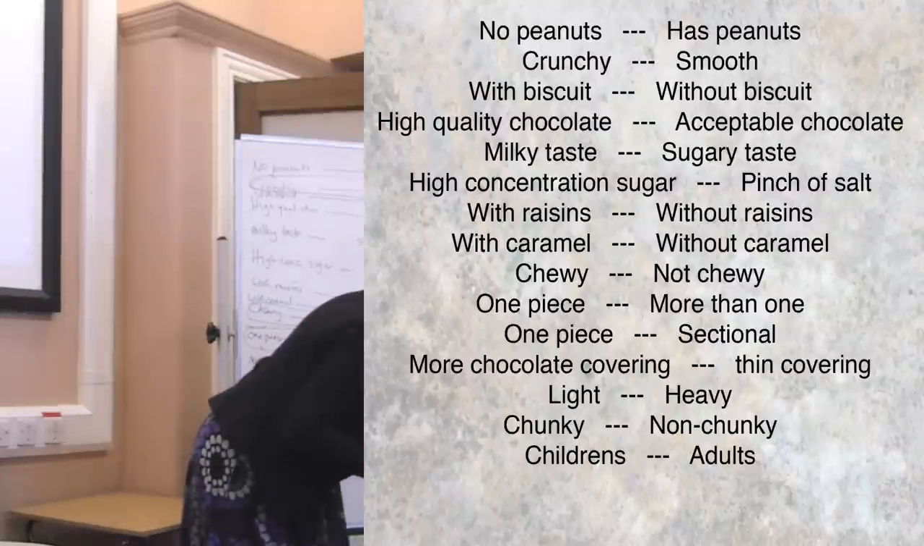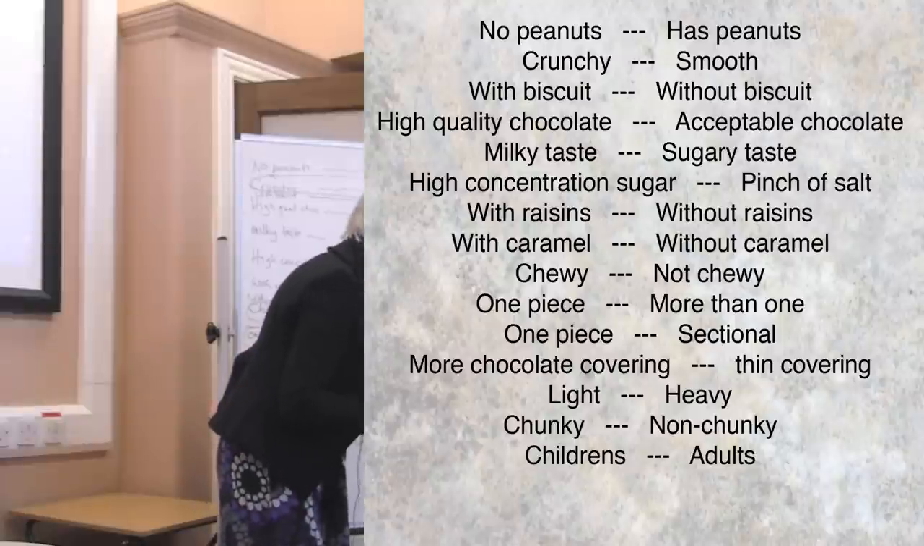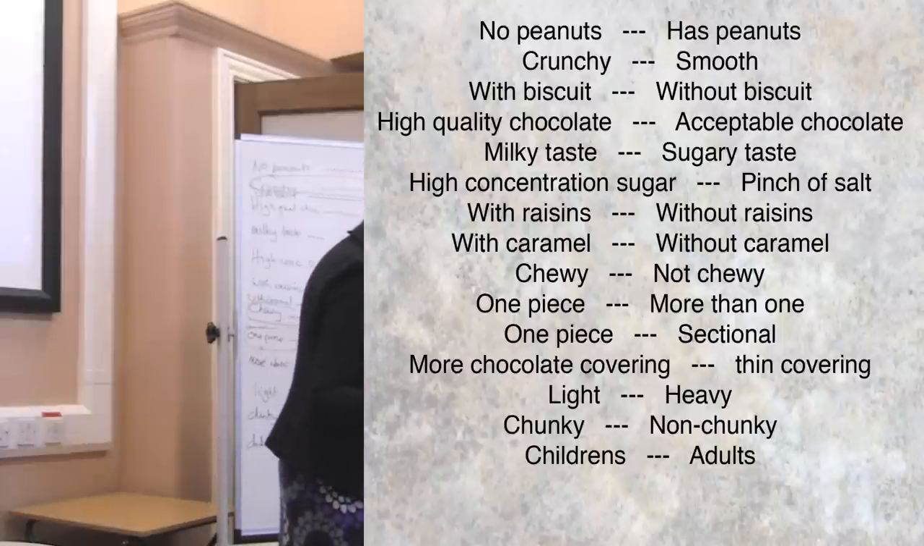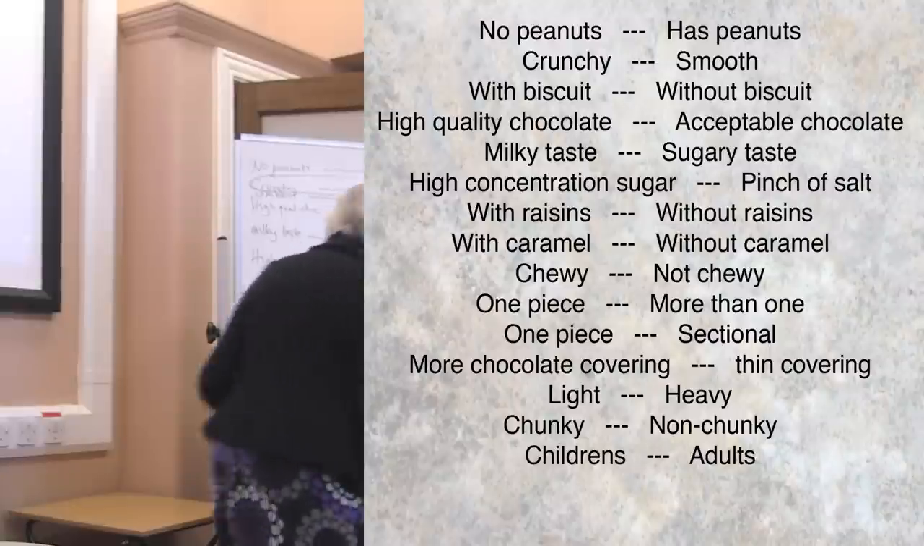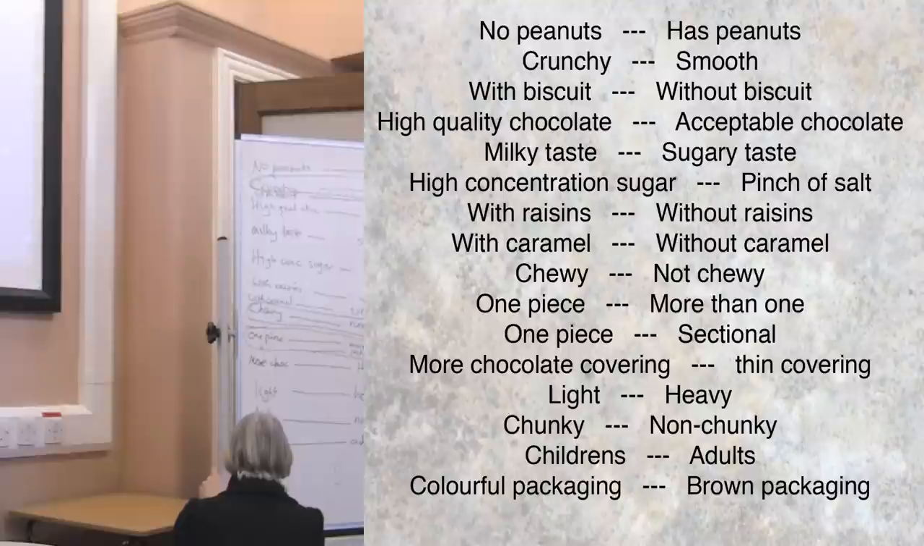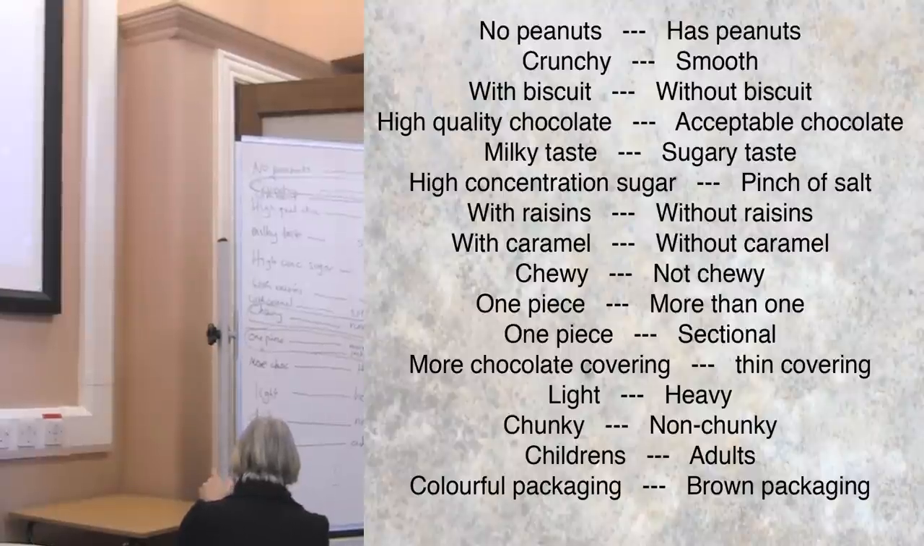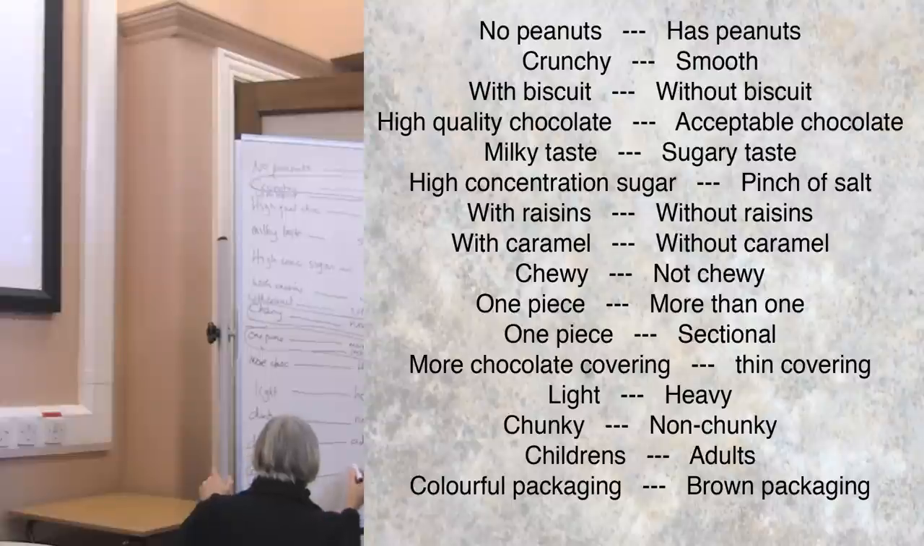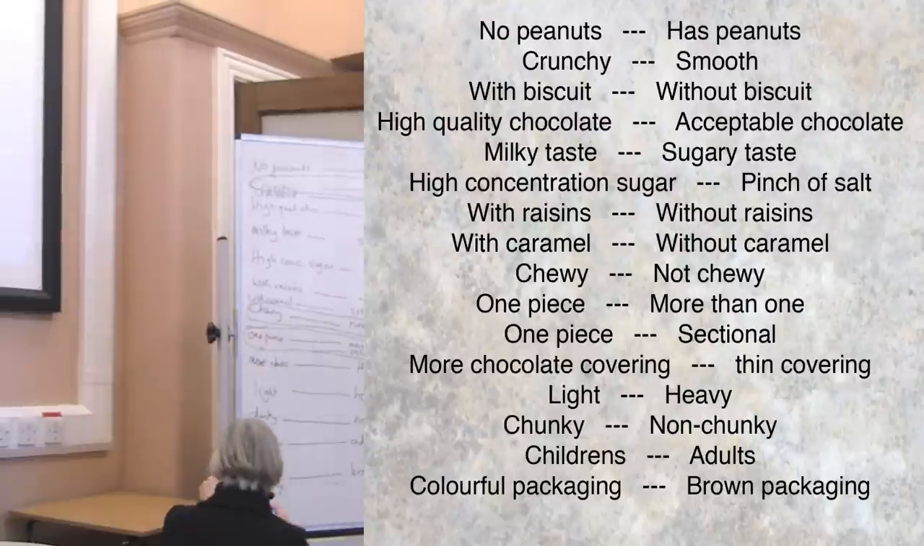Pardon? Colourful packaging versus just brown. Yeah, brown. Did you say brown? Yeah. Colourful packaging versus brown. I haven't got milk or dark. Was that a construct that you came up with? Yeah. So milk versus dark. Okay.